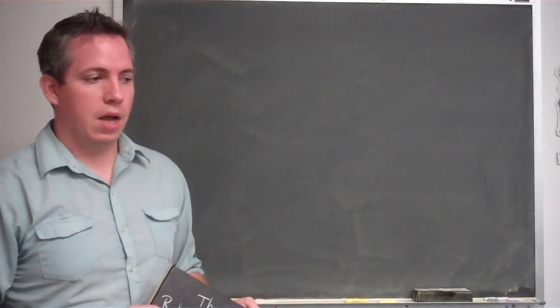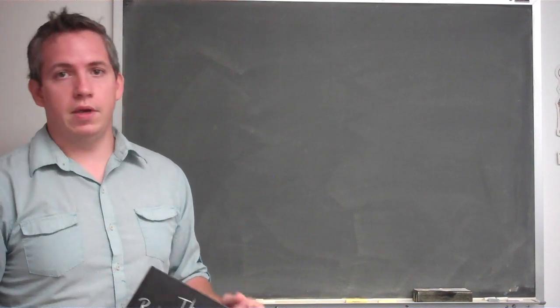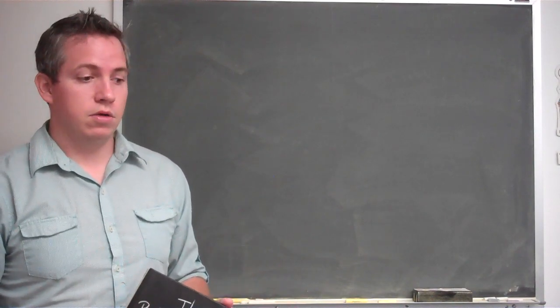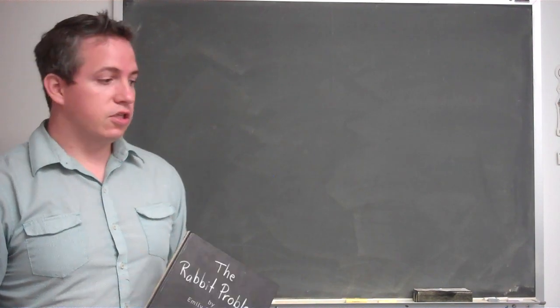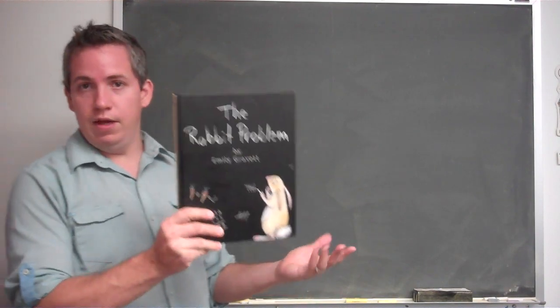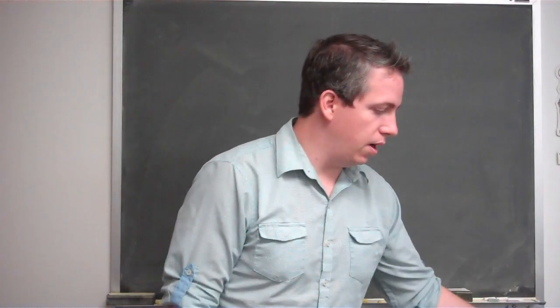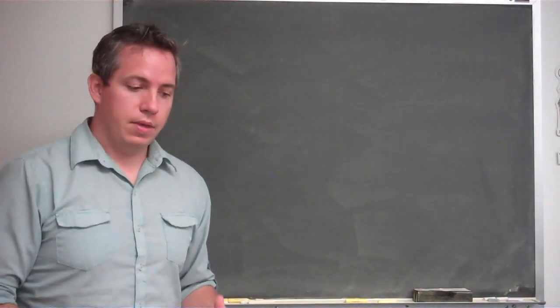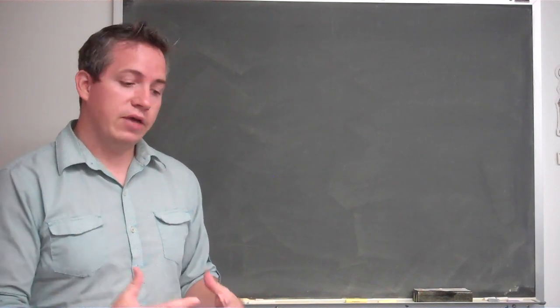The rabbit problem is a problem from almost 1,000 years ago. It was made famous by a mathematician named Leonardo da Pisa, or more commonly called Fibonacci. And it's so popular that it even has a children's book named after it. So what is the rabbit problem? The rabbit problem is essentially a problem about the reproduction of rabbits. And so it has a premise.